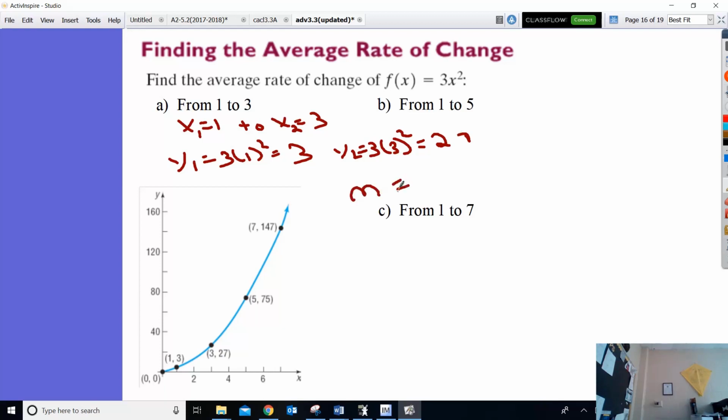I really don't. y2 minus y1, 27 minus 3, sitting over 3 minus 1. That's 24 over 2. That's the average rate of change on that interval. Well, what that's saying is the line that connects those two things has a slope of what? 12.